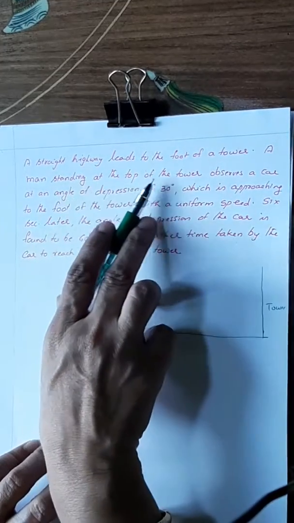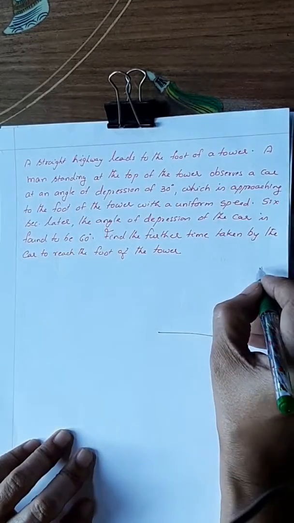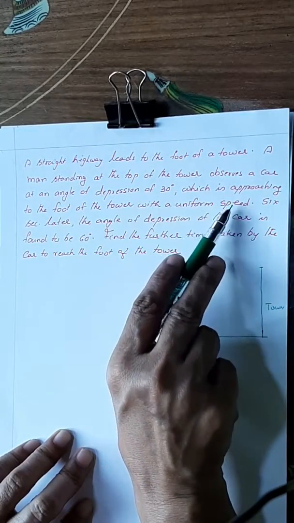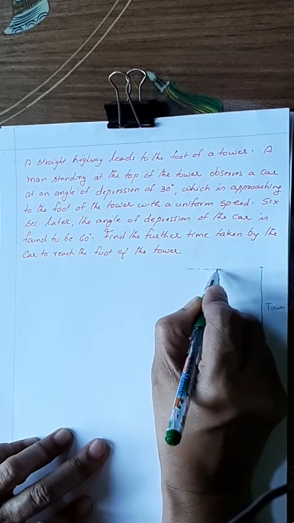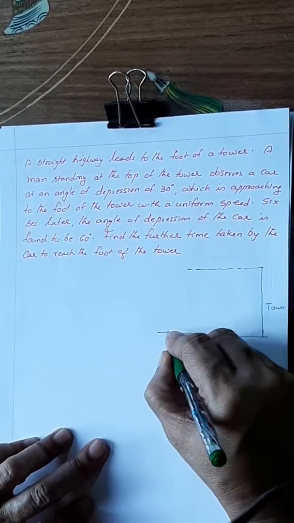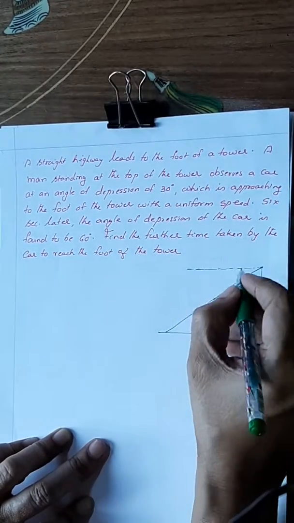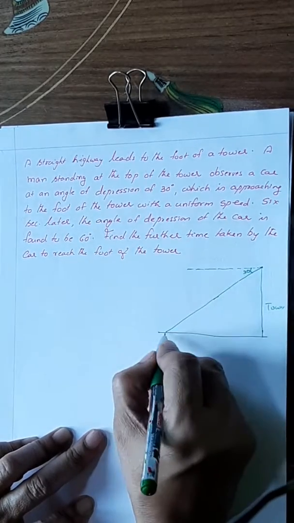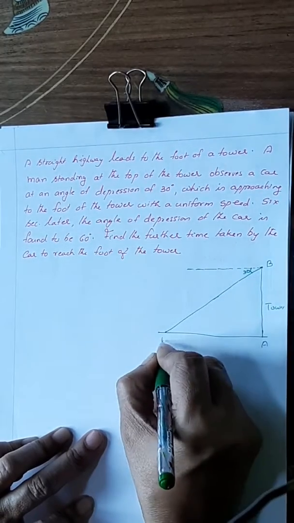A man standing at the top of the tower observes a car at an angle of depression of 30 degrees. So from here he is watching a car which is approaching the foot of the tower with a uniform speed. So first we will draw a parallel line to the ground. So from here he is watching. So this angle is 30 degrees. So the car is at this point P.